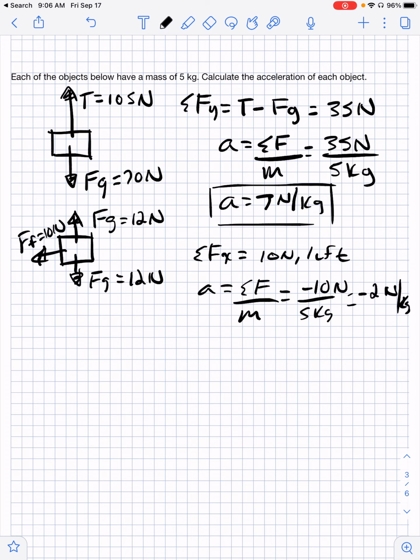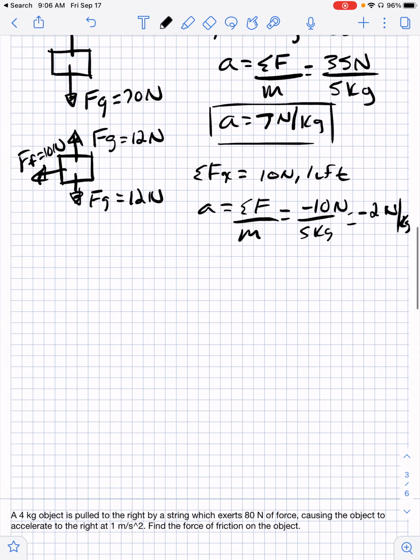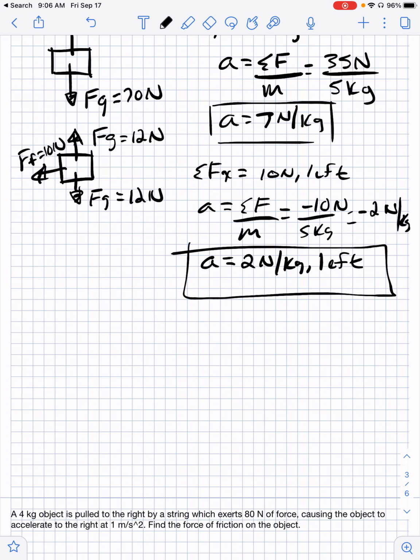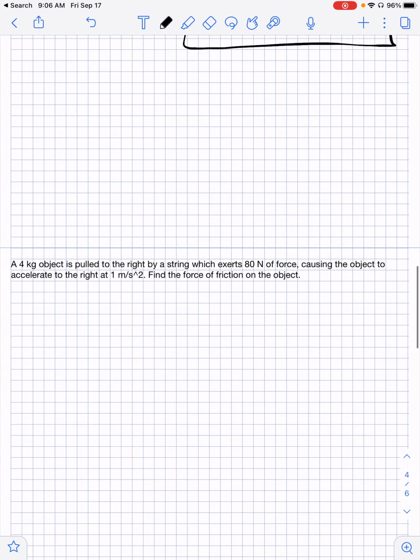Now, sometimes it's more convenient, so rather than saying negative 2, you can also say acceleration is equal to 2 newtons per kilogram and state the direction: to the left. Okay, so that indicates the negative. So let's look at another one.